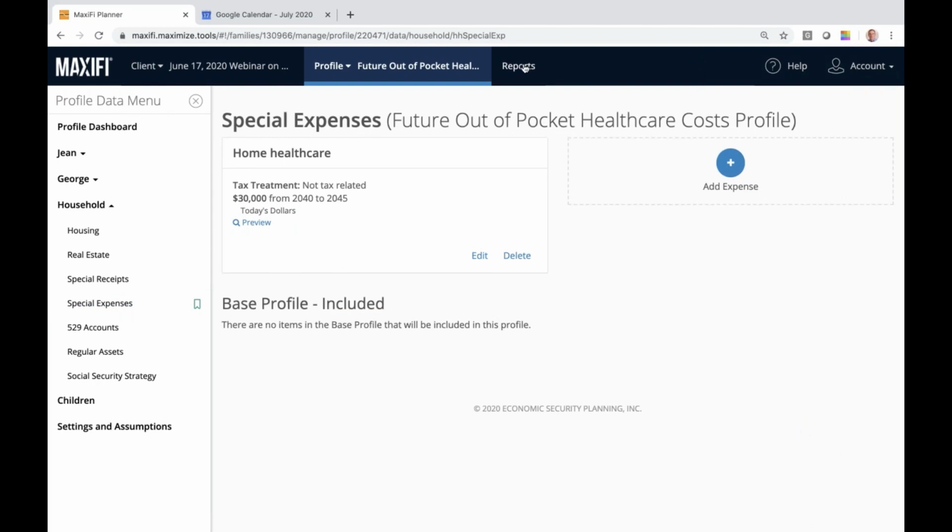You just click on reports, and you can compare this case with any other case, with the base case, with any of the other profiles that you've set up. So what's your next question, Alex? Yeah, I just wanted to say that a lot of people have been asking, where do I enter things like future healthcare costs, and it's under special expenses, right? Yes, special expenses, definitely under special expenses.